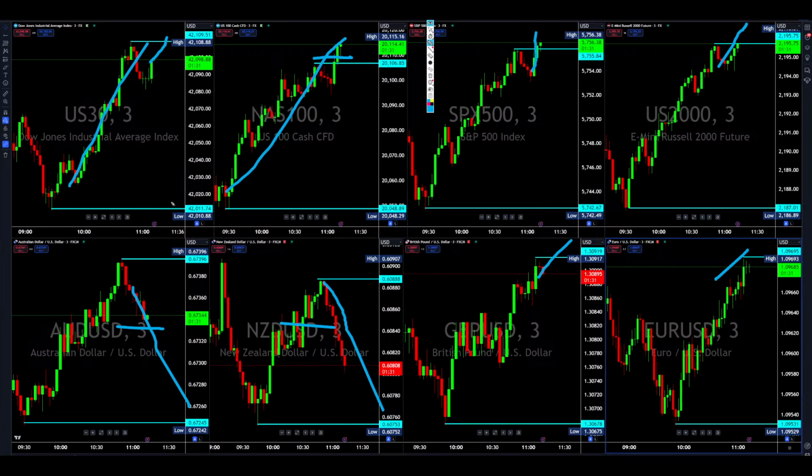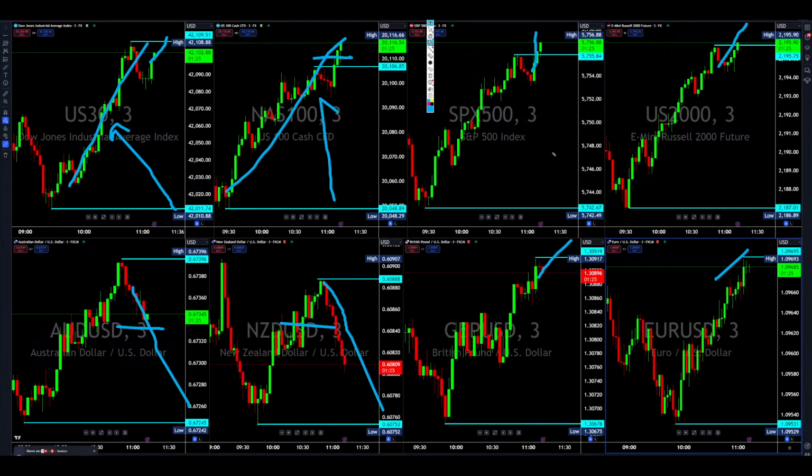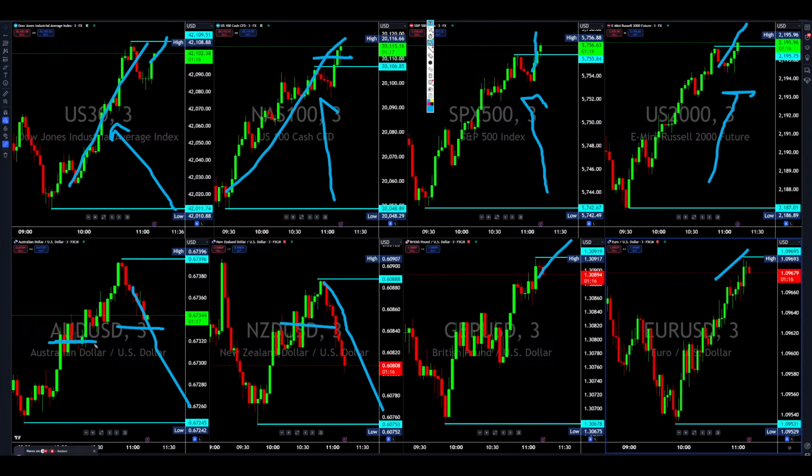What is this? The rise in the US30 is telling us the risk on sentiment is still there. People are buying risk on assets, shares of these big names are going up, and the Australian dollar is a risk on currency. It's not a risk off currency, which goes in the opposite direction of the equities.